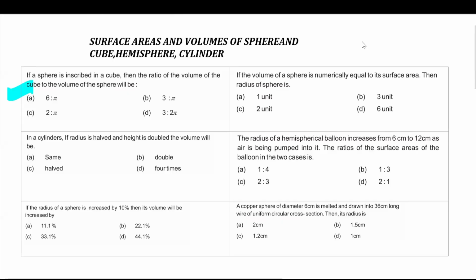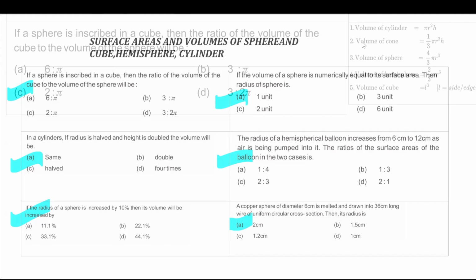In this video, I'm going to do these 6 questions from the chapter surface area and volumes, and these are for sphere, hemisphere, cube, and cylinders. These are the solid figures on which these 6 questions are based. So let's begin with the first question.